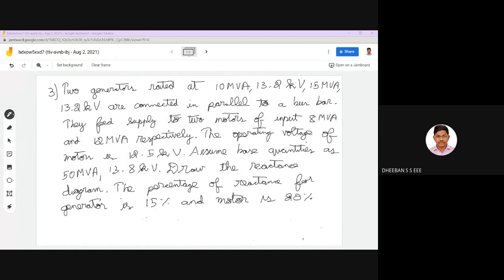For those who didn't try the problem, just keep an eye on this problem because it's very simple. You'll be applying the same formula to four different equipments. Okay, so we'll be moving on.